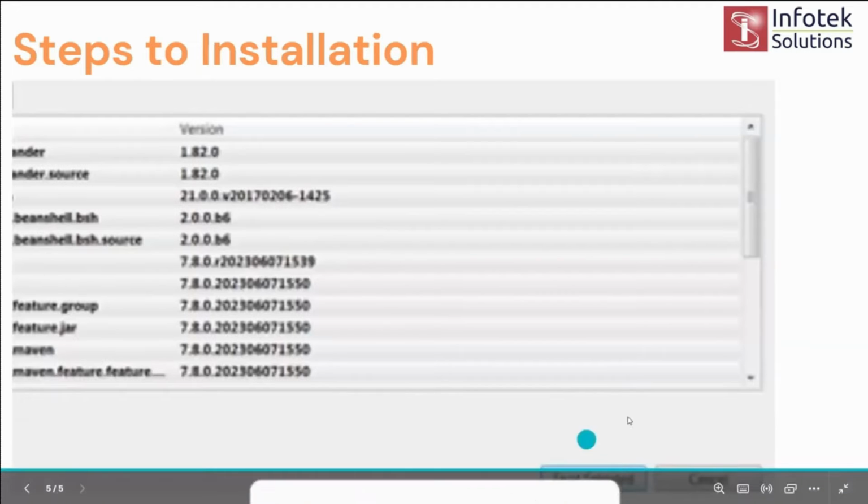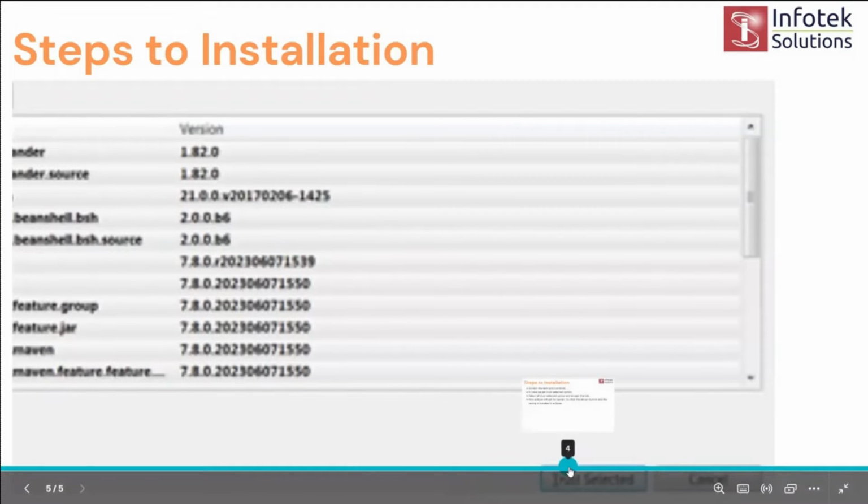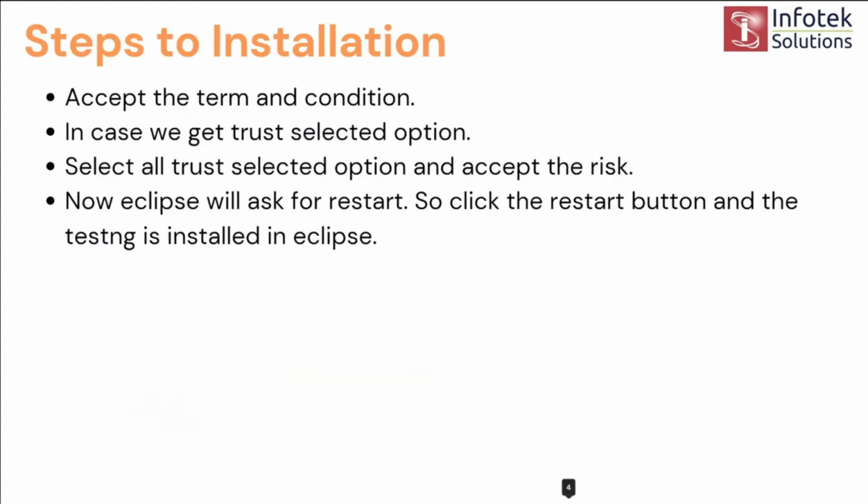Now the trust selected button will look something like this. You have a trust selected button below. So you'll have a button like this, and this is how it will look. Just select that button, and at last TestNG will be installed in your Eclipse.